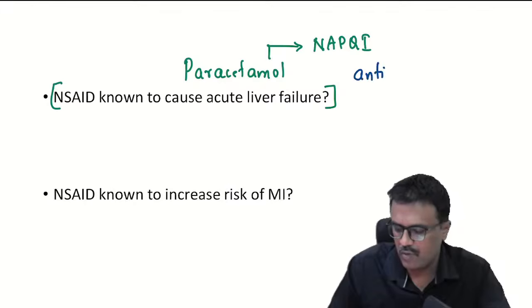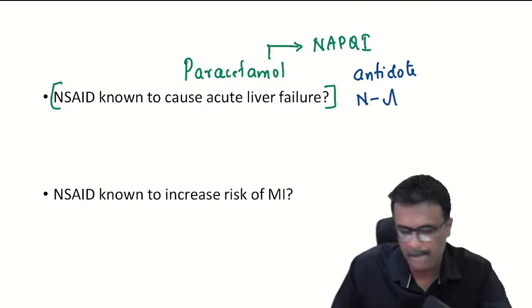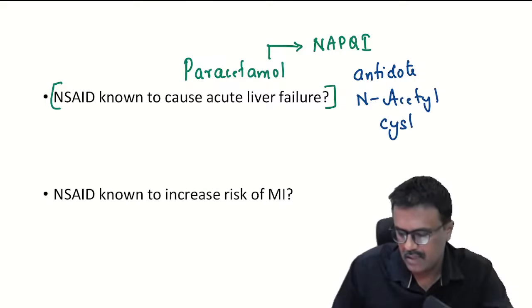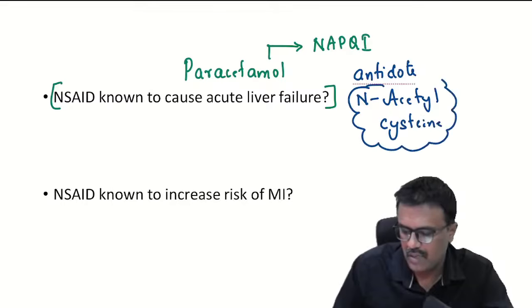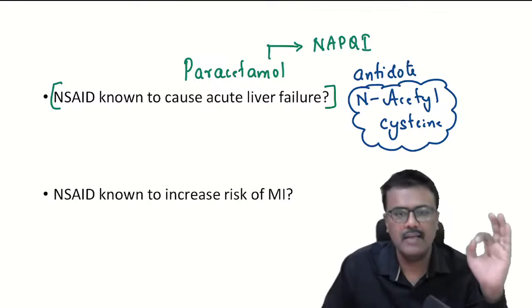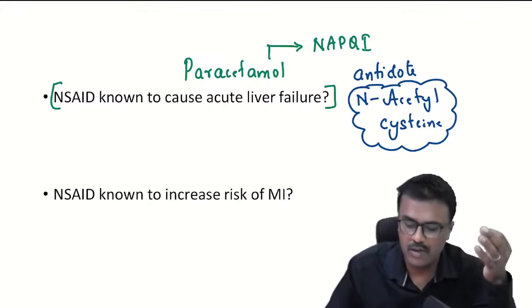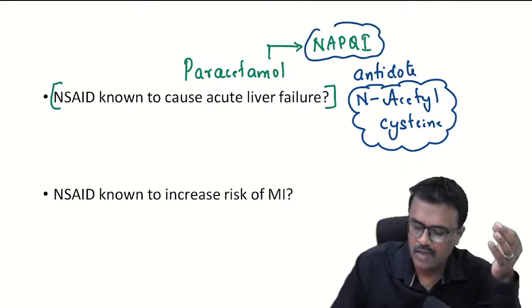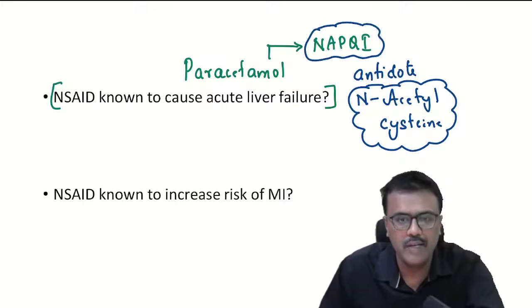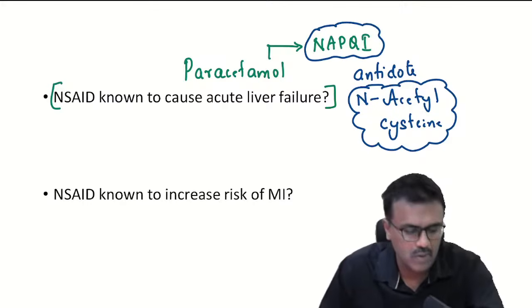The antidote for that is N-acetylcysteine. N-acetylcysteine is the antidote. Now the question is, why do we use N-acetylcysteine? N-acetylcysteine will replenish the glutathione. And what does glutathione do? It will reduce the levels of NAPQI and prevent hepatotoxicity.